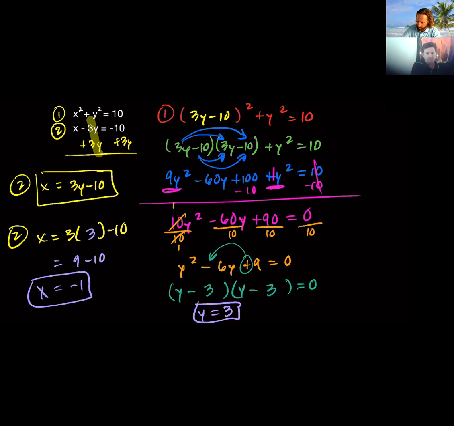We're going to put negative 1, comma 3, though, not 3, negative 1. Remember, it's order of the alphabet, not order that you found it in. Everybody remember all that?